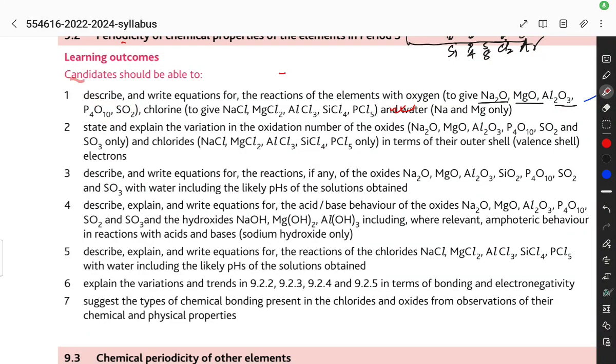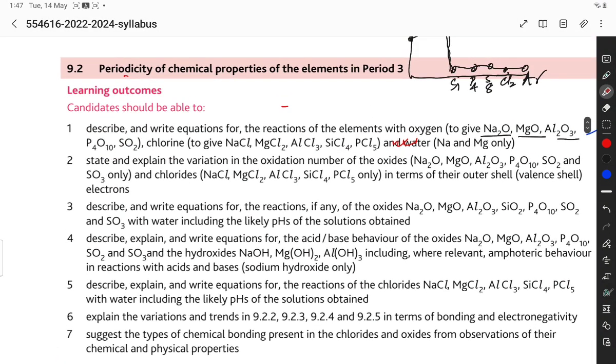So I will continue from the periodicity of chemical properties of the elements in period 3. Candidates should be able to describe or write equations for the reactions of elements with oxygen to give sodium oxide, magnesium oxide, aluminium oxide, phosphorus(V) oxide, sulfur dioxide.